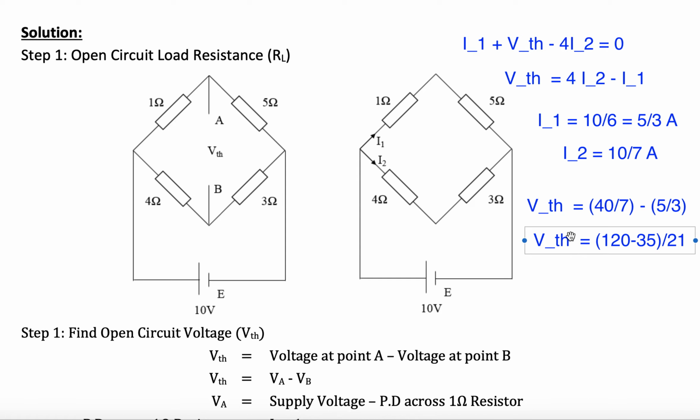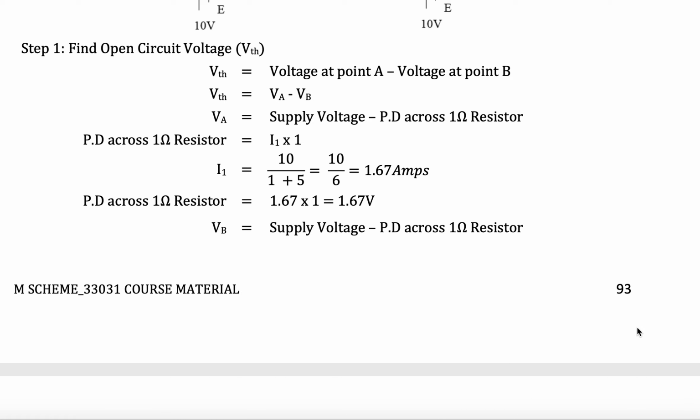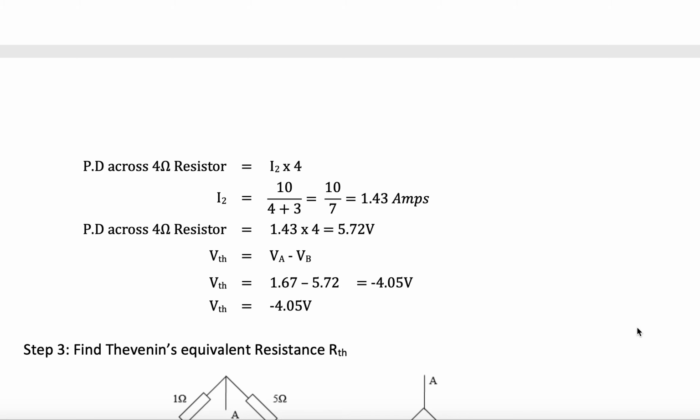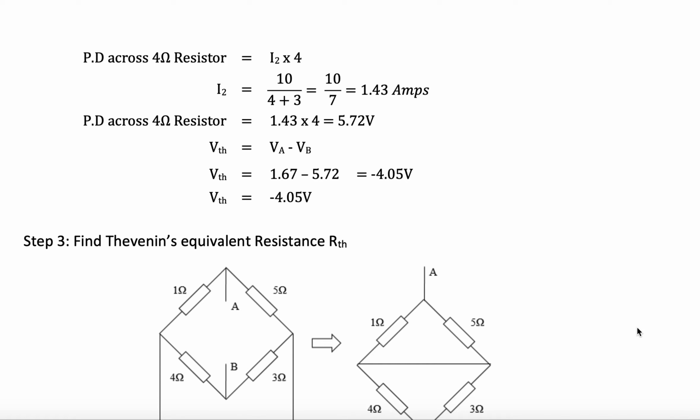So what is VTH then? Again you need to place VTH here. 120 minus 35. 120 minus 30 is 90. 90 minus 5 is 85. So this is 85. 85 by 21. 85 is not divisible by 7, I guess. Yes, so 85 by 21 volts, that is VTH. Okay, 85 by 21. Oh, where is plus, where is minus?